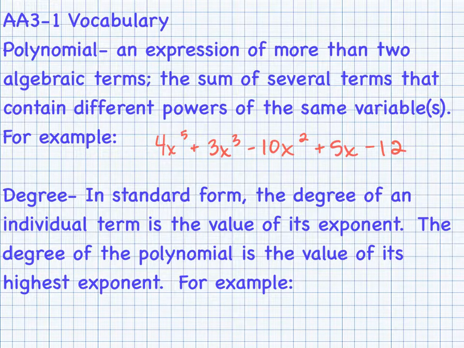When we're in standard form, the degree of an individual term is the value of an exponent. So the degree of this first term, 4x to the 5th, is going to be 5. The degree of -10x squared is going to be 2. The degree of 5x is going to be 1 because of the implied exponent of 1. The degree of the entire polynomial is its highest exponent. So this particular one is a 5th degree polynomial because that exponent is 5.